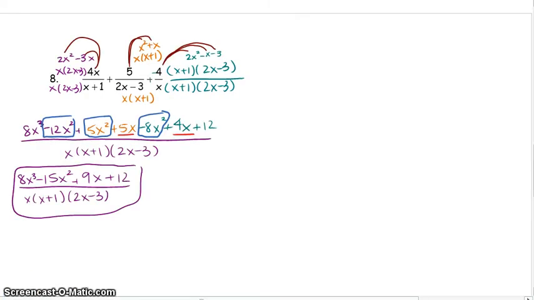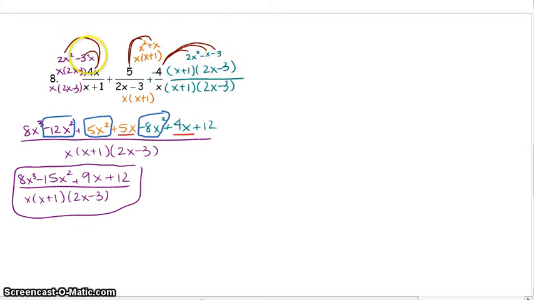Alrighty, so your final answer should be 8x cubed minus 15x squared plus 9x plus 12 all over x times x plus 1 times 2x minus 3. So if you did not get that, let's look back and see what we did. So my first step was to simplify what I am multiplying each numerator by. So the first numerator we multiplied actually by 2x squared minus 3x. The second one is actually x squared plus x when you distribute your x. And then the last one was 2x squared minus x minus 3.